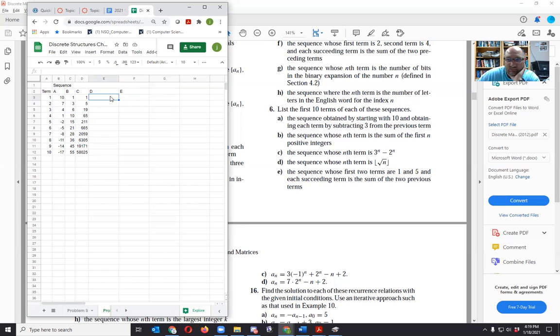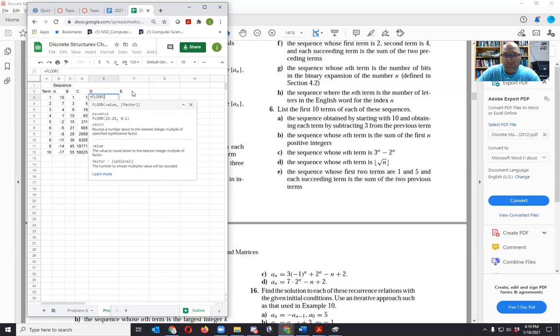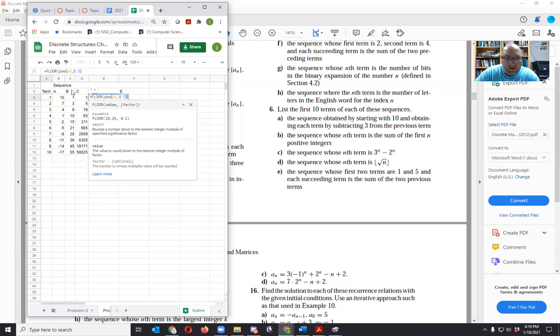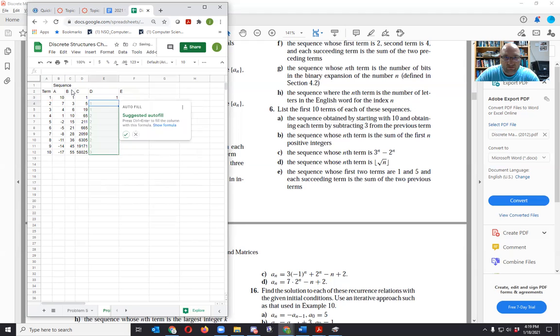This is the floor of the root of n. So equals floor, and now I've got to do power of n comma 0.5. Okay, so close that one and close that one. And I think the default behavior is round to the integer.